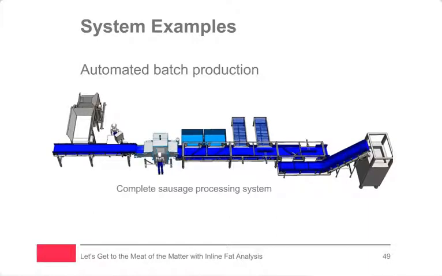Of course, more sophisticated solutions are possible. In this example, we can see a sausage processing system, but the principle is of course the same. Raw materials arrive on the left. This could be fresh meat or frozen blocks. This meat will pass through the machine and the actual fat content measured. These results are fed back into software. This software then determines what additional corrective material needs to be added such that the recipe target can be produced.